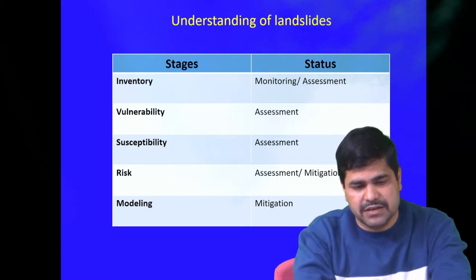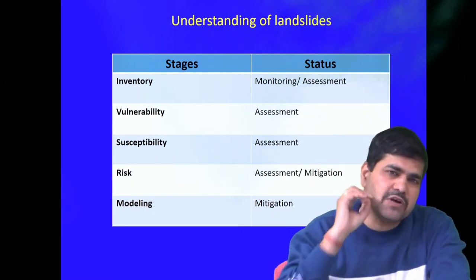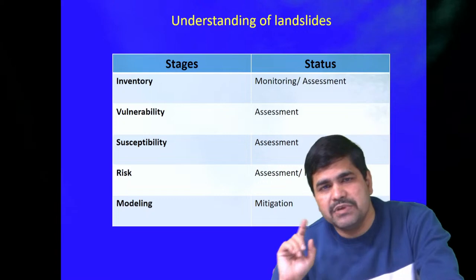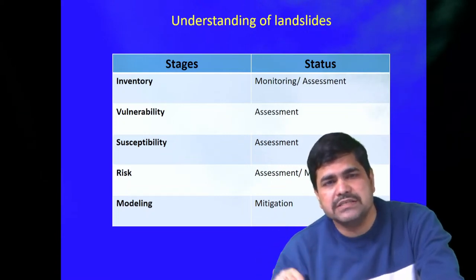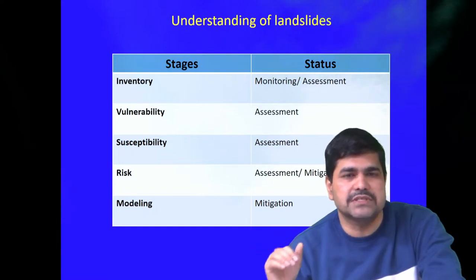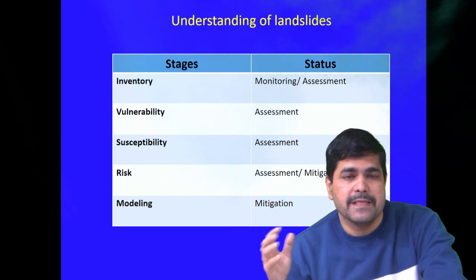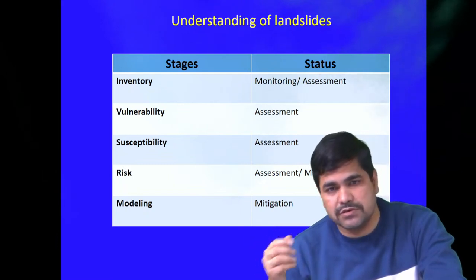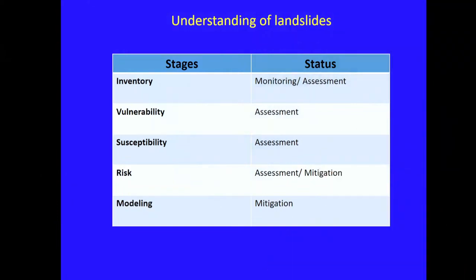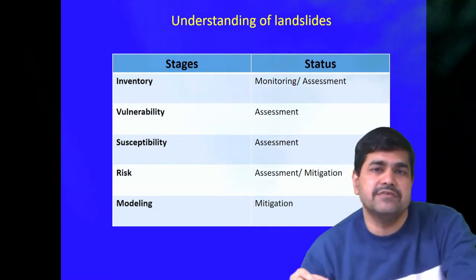Then comes the vulnerability aspect and susceptibility aspect. The moment you come to vulnerability and susceptibility, you are basically assessing the landslide. So it comes to assessment. Inventory was more of monitoring. The next stage will be evaluating risk of that. So that is basically assessment, then comes mitigation. You are on to mitigation the moment you calculate risk and, suppose, further model your slides. For predictive modeling, suppose you simulate a landslide and see how in future it is going to behave, you are really in the field of mitigation. So this slide basically shows you the stages of landslide studies and what status is associated with each.